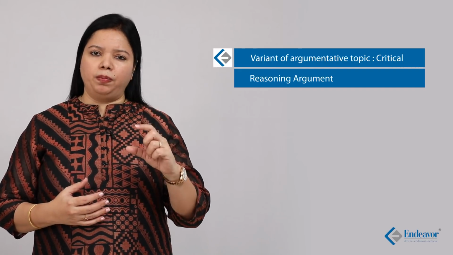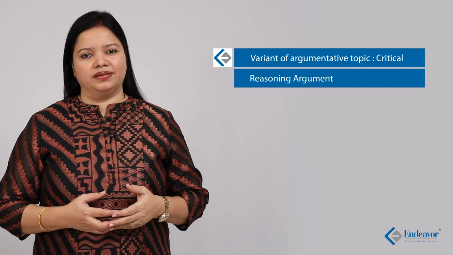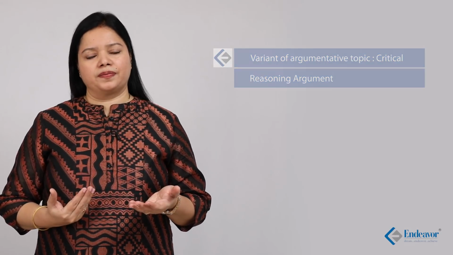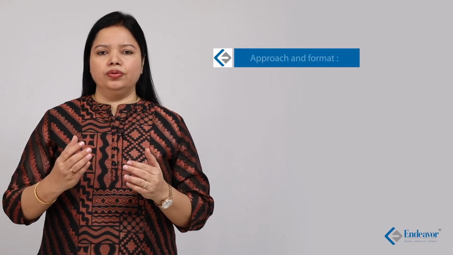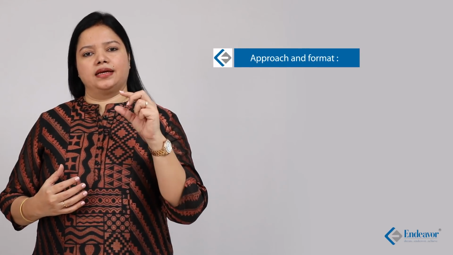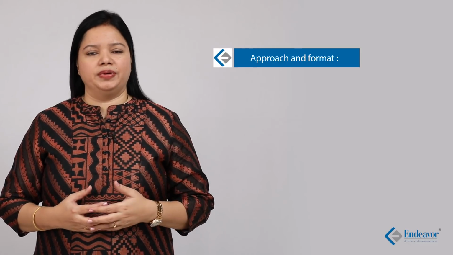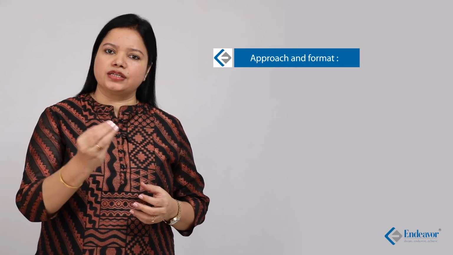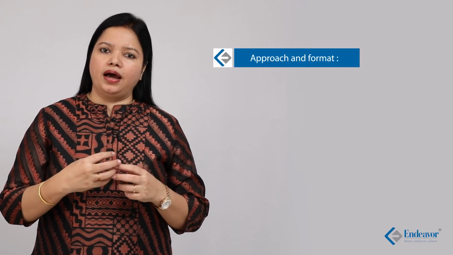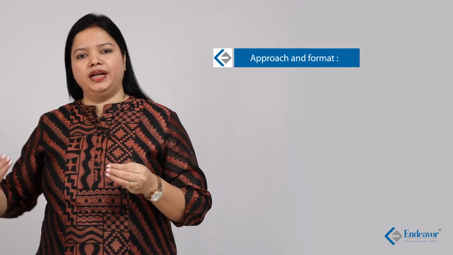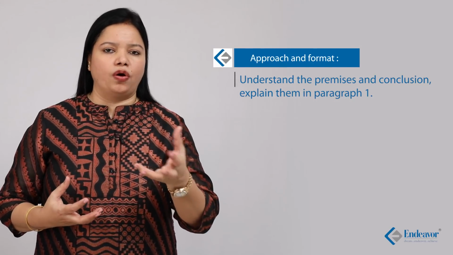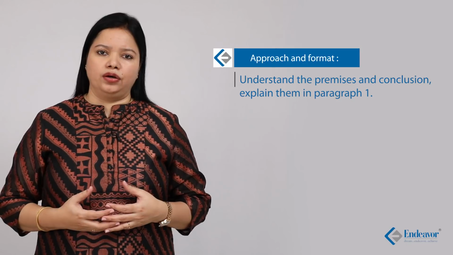A variant of the argumentative topic can be a proper critical reasoning argument given, which contains premises or facts leading to a conclusion. Now, our approach to analyzing this CR argument, critical reasoning argument given, would be to first identify the facts of the situation. That is, what are the details which have led to the conclusion. So in my first paragraph, I identify the premises of the argument and that this is the conclusion.